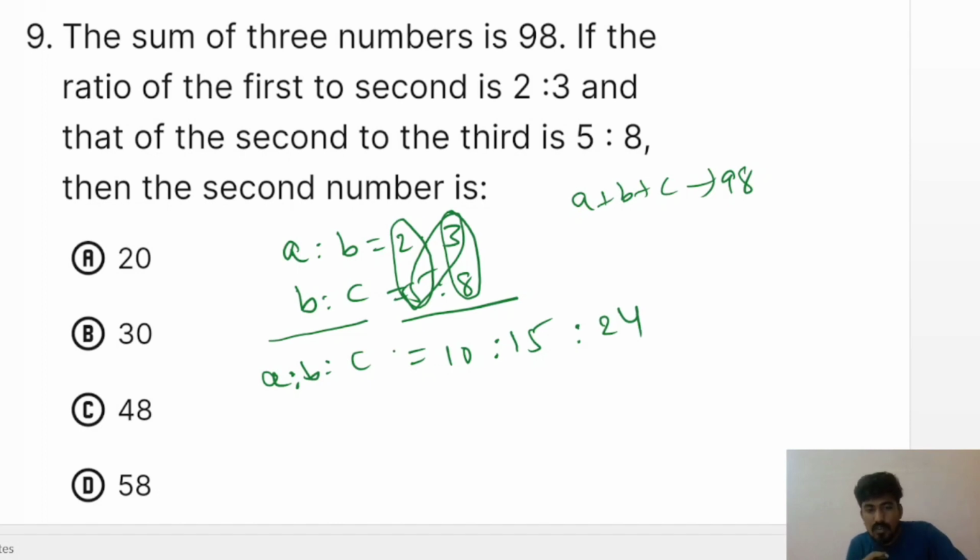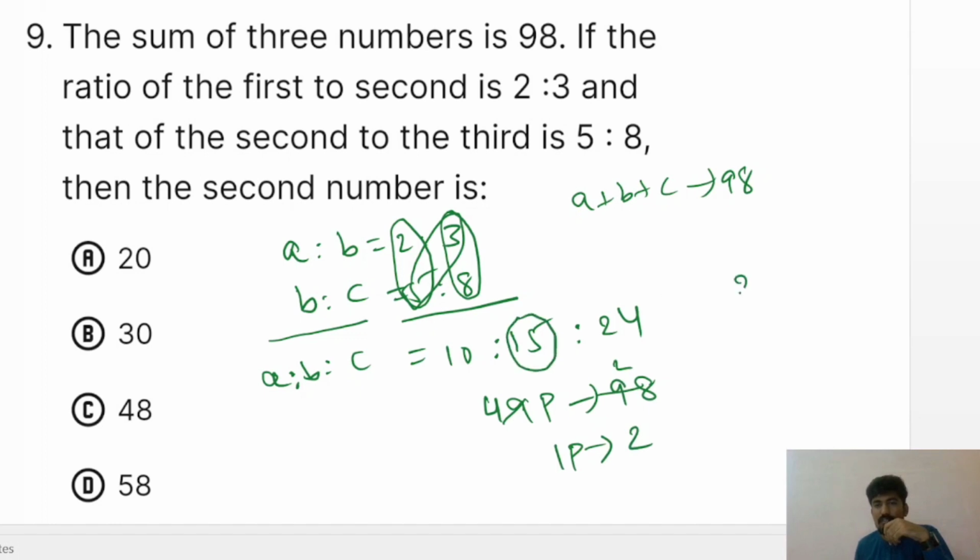So we have to find out the second number. Here A is 10 parts, B is 15 parts, C is 24 parts. Total 49 parts. 49 parts is equal to 98. So one part is 2. We have to find out the second number. Second number is 15 parts. 15 parts is 15 into 2. Answer is 30.